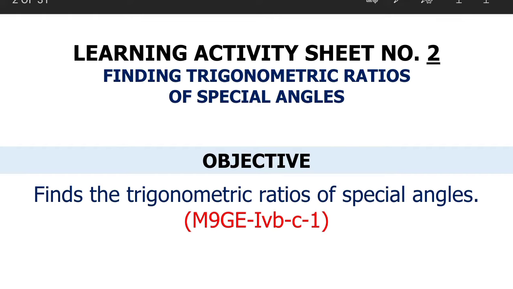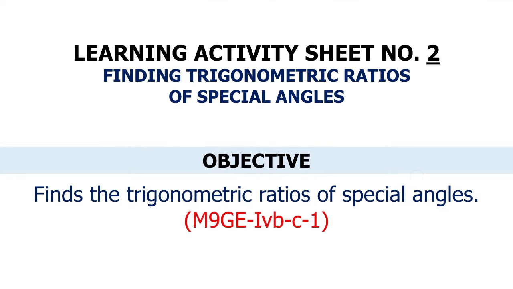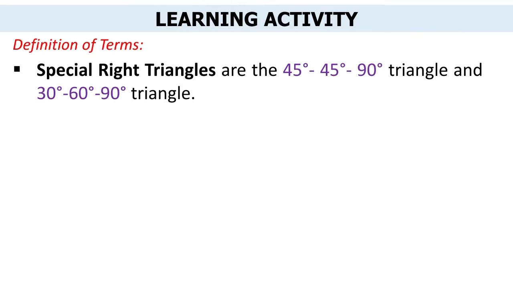So this is the learning activity sheet number 2, or LAS 2, and it focuses on finding trigonometric ratios of special angles. And for the objective of this LAS 2, you as a student must find the trigonometric ratios of special angles. So before we proceed with this topic, let us have the definition of terms.